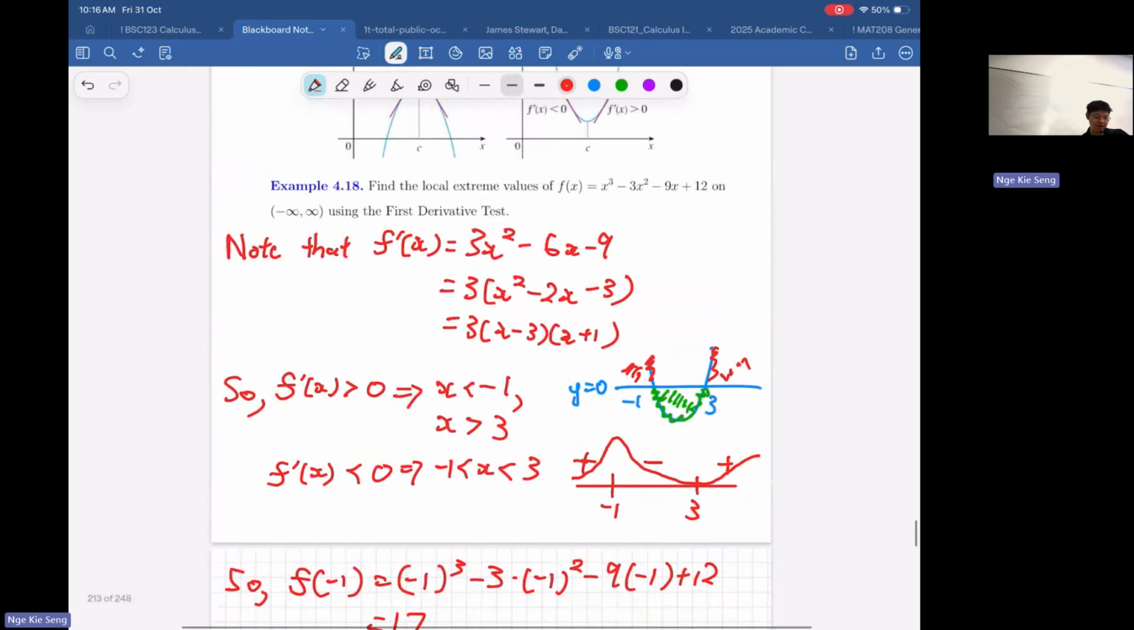If you don't believe it, you can plot it out. Use GeoGebra.